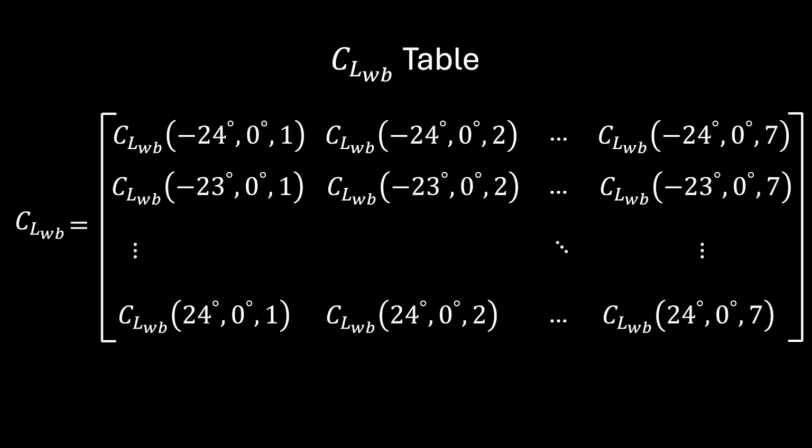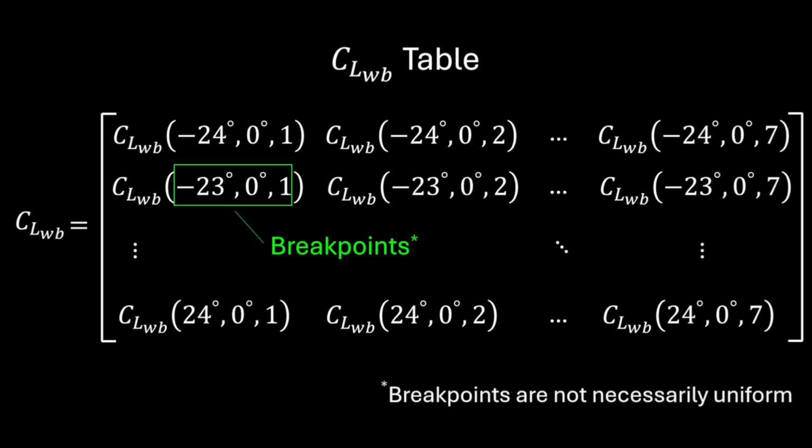The values of angle of attack, side slip, and Mach used to create the table are referred to as breakpoints. The breakpoints are not necessarily uniform. For example, if CL had a sharp gradient in a certain range of Mach number, then more Mach breakpoints in that region would be desired to resolve the lift coefficient accurately.